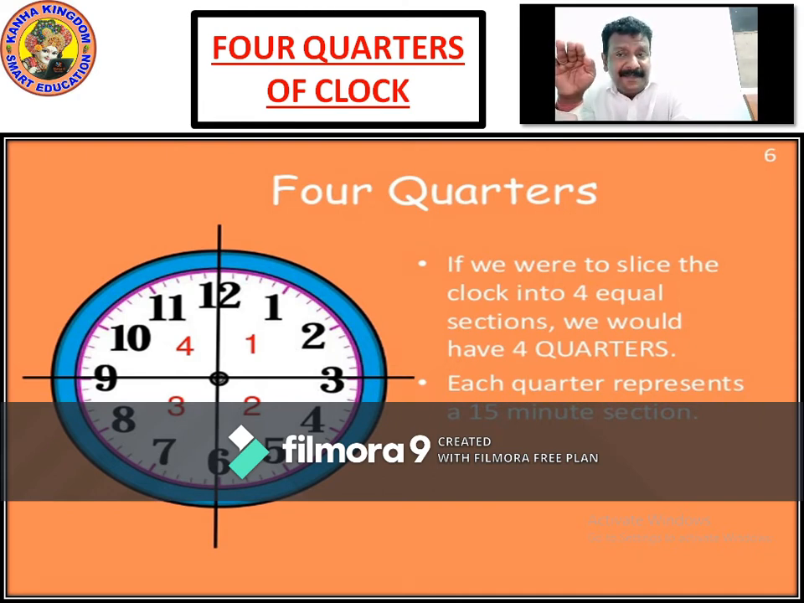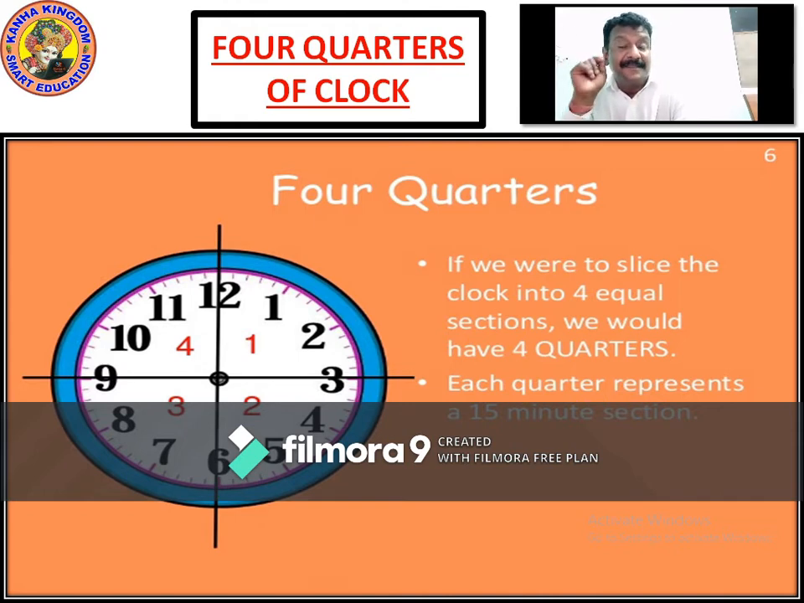Half is divided into half, that is a quarter. So 1 to 3 becomes the first quarter, 3 to 6 becomes the second quarter, 6 to 9 becomes the third quarter, and 9 to 12 becomes the fourth quarter. Each quarter represents how many minutes? 15 minutes. In a quarter it becomes 1, 2, 3. 3 into 5, that's 15 minutes.